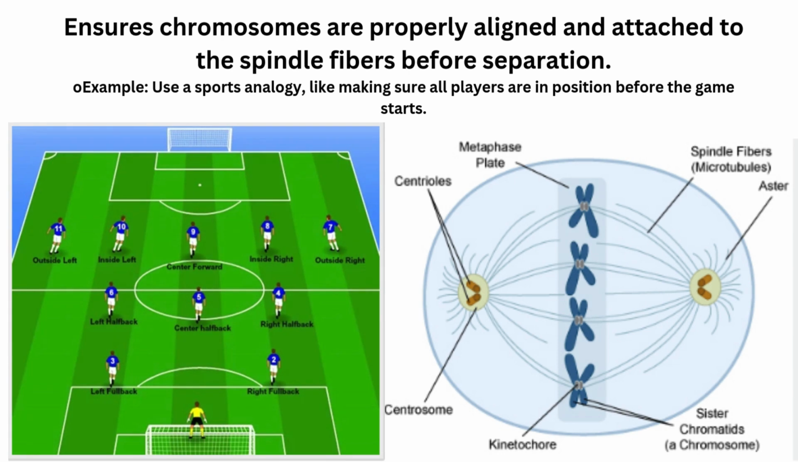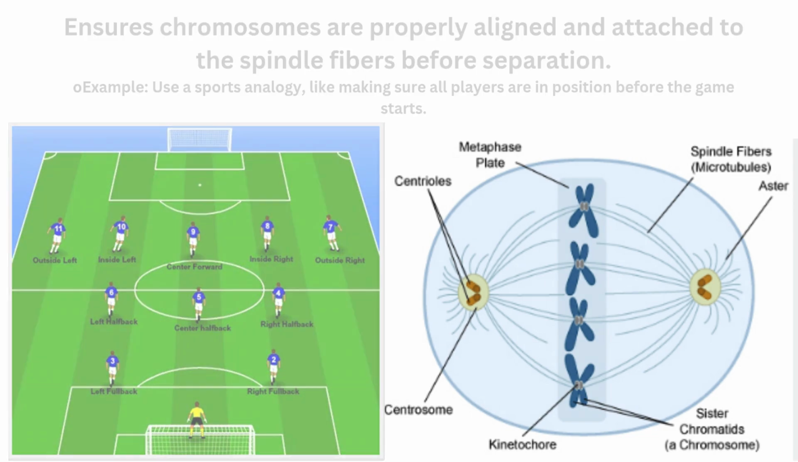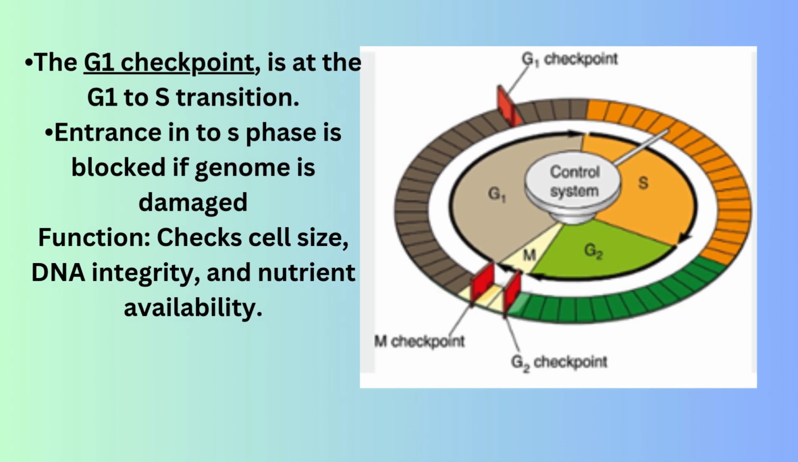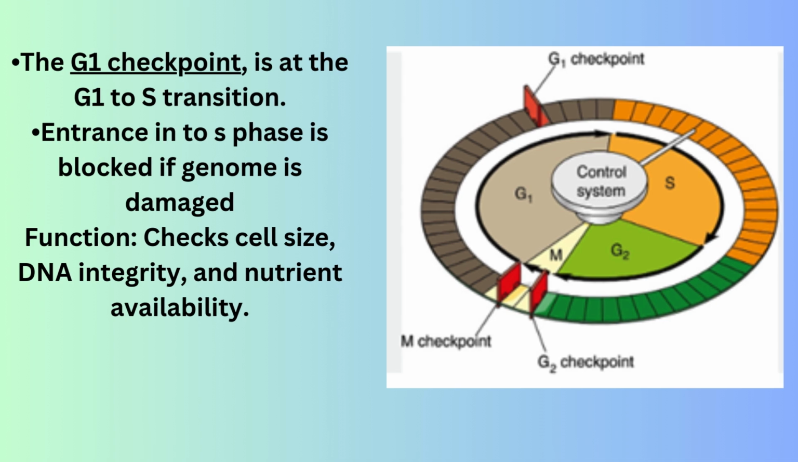I hope you understand the checkpoints very well. These are the checkpoints in the cell cycle: the G1 checkpoint, G2 checkpoint, and M checkpoint. We have discussed that the G1 checkpoint is at the G1 to S transition. It is very important because if there is damage in G1, entrance into S phase would be blocked by the G1 checkpoint. The G1 checkpoint checks the cell size, the DNA integrity, and the nutrient availability, and then decides whether or not to proceed to the next phase.